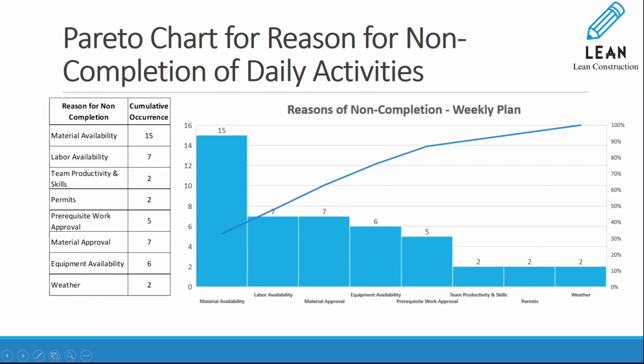As can be seen, material availability occurred 15 times, and it is the first. The second and the third are the labor availability and material approval with 7 occurrences as shown in the chart. Accordingly, material availability is a top priority as it caused plan failure more than others. The next is either labor availability or material approval.